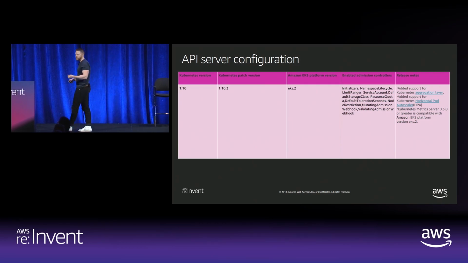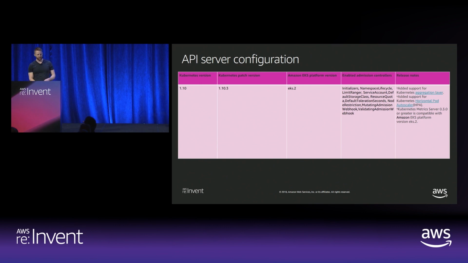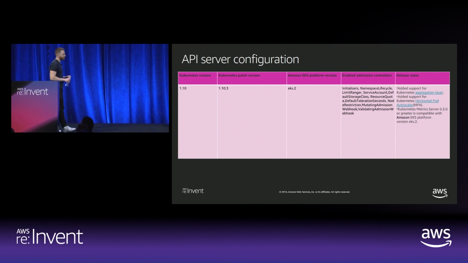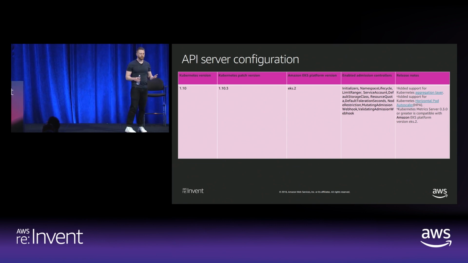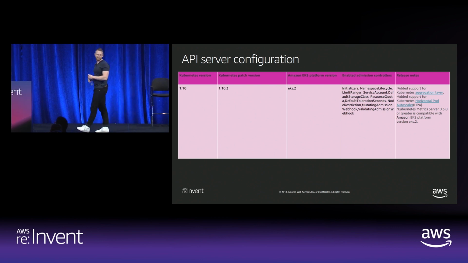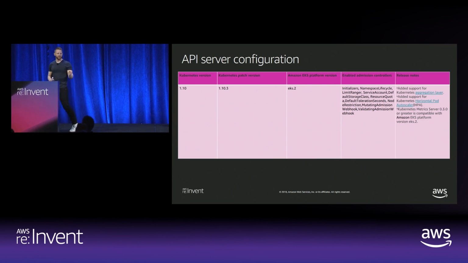And in our documentation, you can look at the actual API server configuration for that platform version. We give you a dump of all the enabled admission controllers for that platform version, and any release notes that are relevant for you to know what comes with that new version. So maybe the patch version will increment, maybe we'll add functionality, maybe we'll change admission controller configurations based on your feedback. And you can find this all in our documentation.